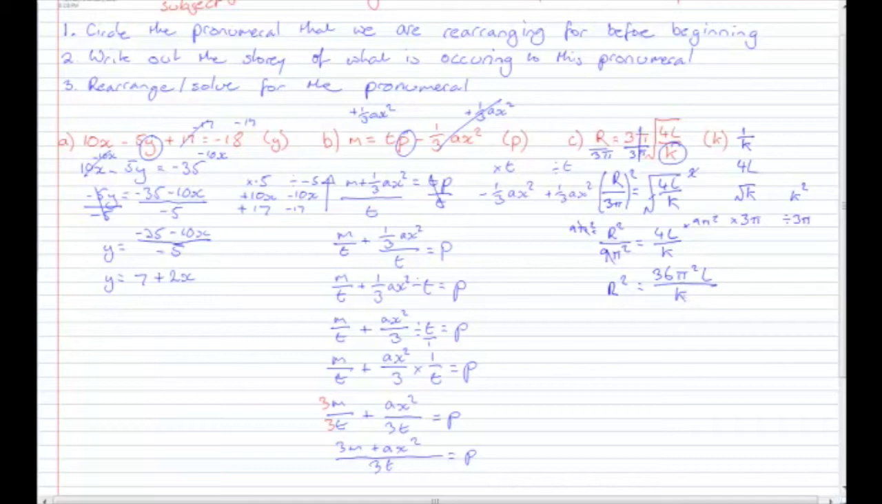Now of course I want to remove k, so I'm going to multiply everything by k here and everything by k here. When we do that, the k's are going to cancel out, so you get k r squared is equal to 36 pi squared l. Now all I need to do is divide by the r squared in order to get k on its own. So you divide by r squared, and you end up getting k is equal to 36 pi squared l on r squared. And that's how you get k on its own.